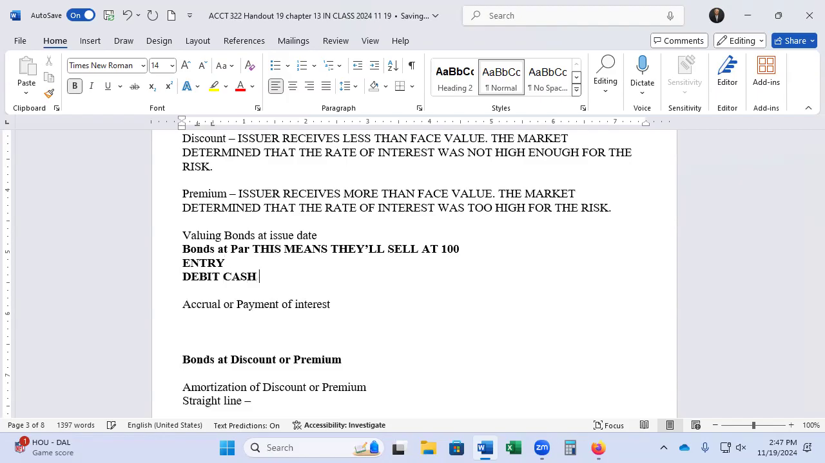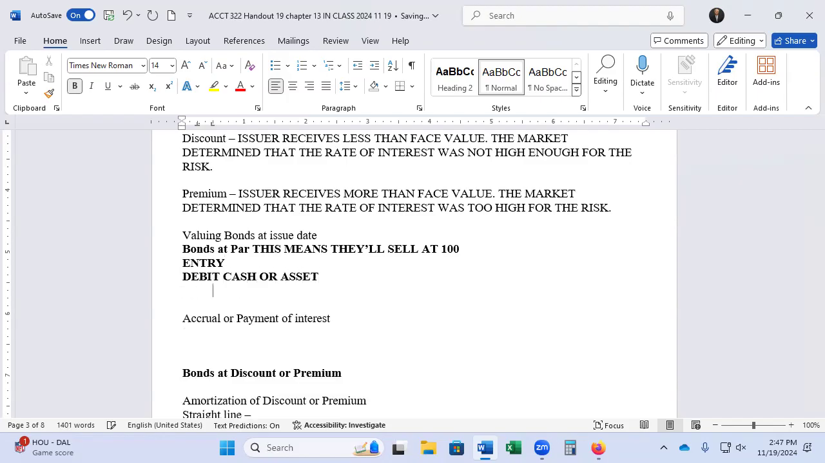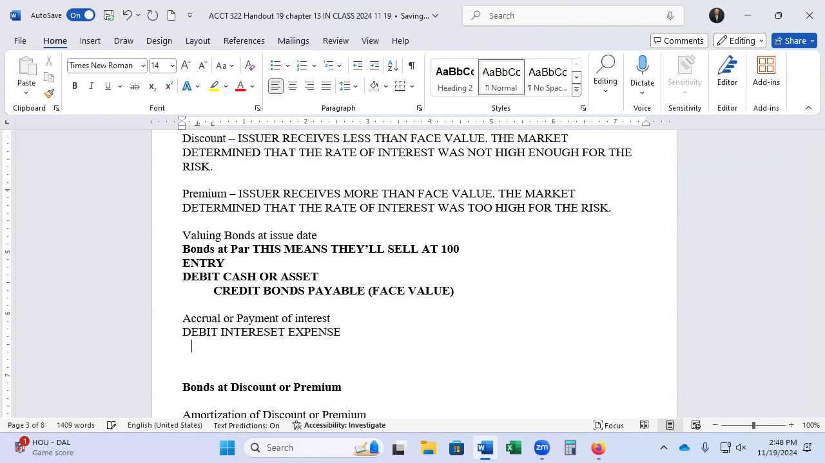Okay. So our entry is a debit, cash, or asset, and then credit, bonds payable. And this is for the face value. You always record bonds at face value. And then, of course, you have the accrual of interest, so interest expense, and then your credit would be to interest payable. These would be between dates.